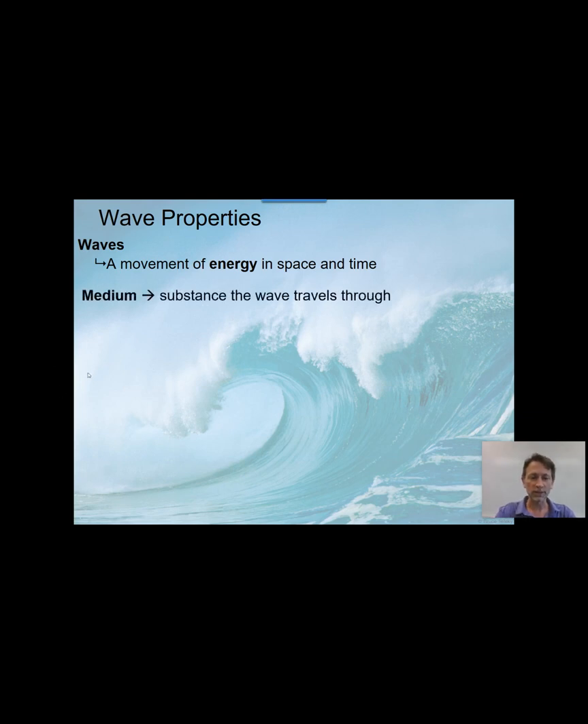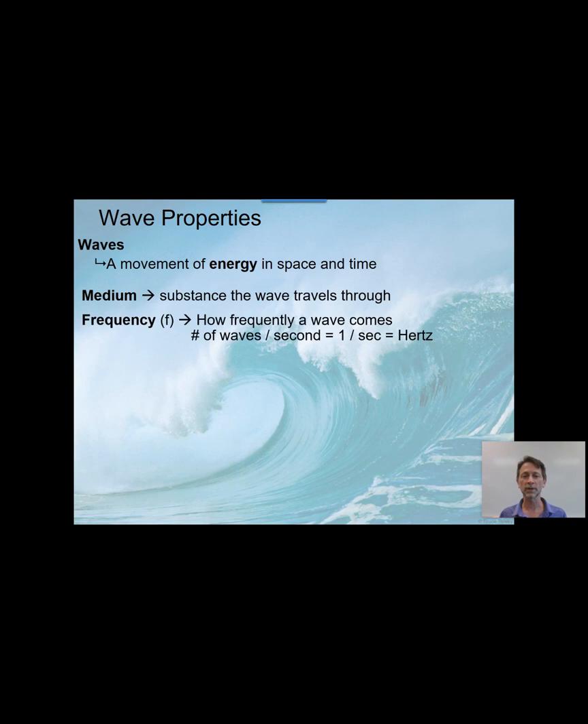Some other things that we want to talk about, probably some definitional type things. We would say the medium is what the wave travels through. So if I'm playing an instrument, then the air that you hear the sound wave coming from, the air is that medium. If you look at the background of the screen here, this water wave, the wave is traveling through the water, so the water would be the medium. So the medium is whatever the wave is traveling through.